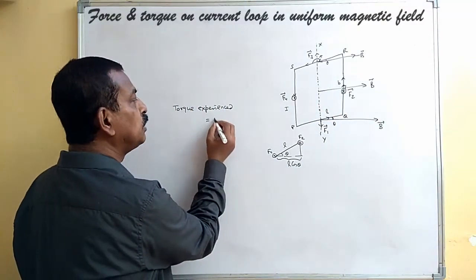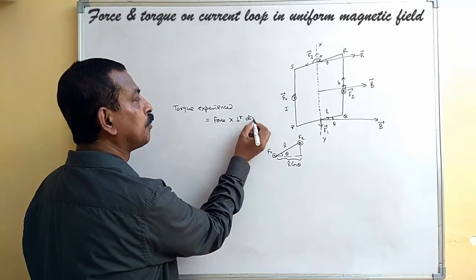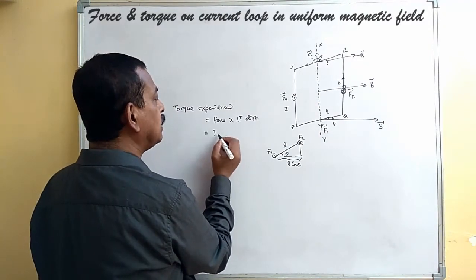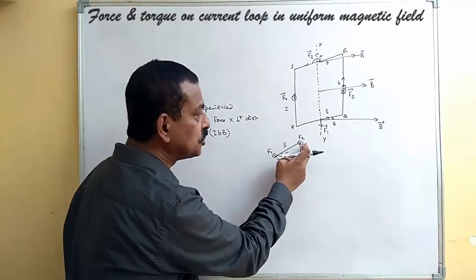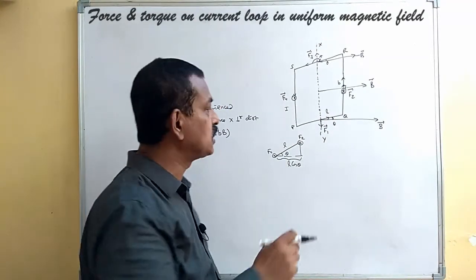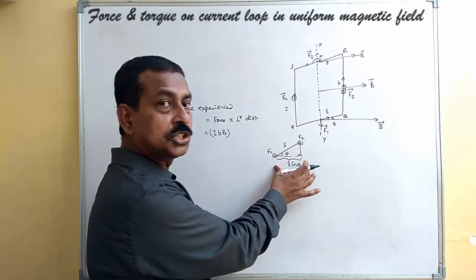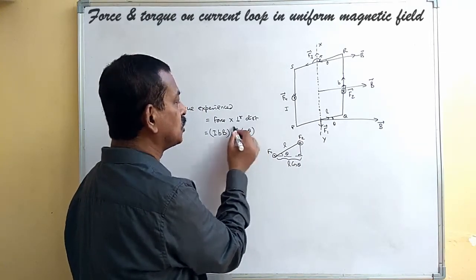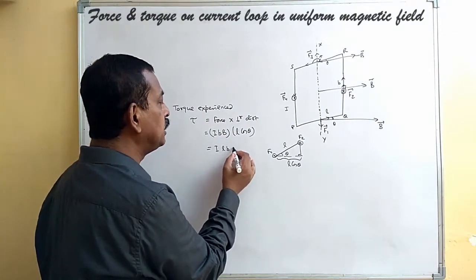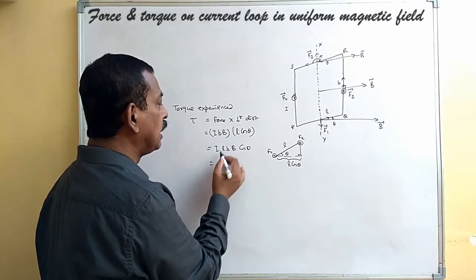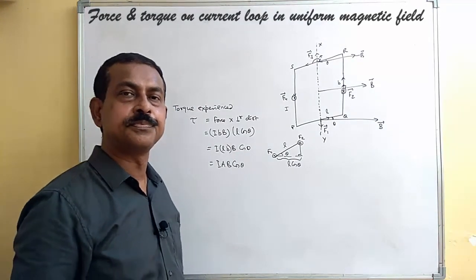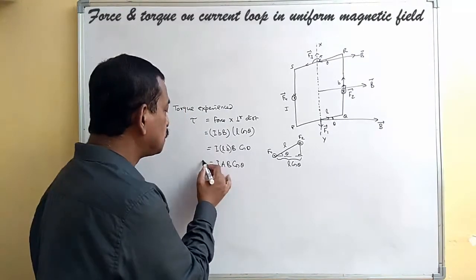So torque experienced will be force into perpendicular distance. What is this force? Force, that is F2 and F4. So this will be your IBB. Now F2 is here, F4 is this. Distance between the two is L. The perpendicular distance between them will be given by this one, L cos theta. So if you put it here, it is L cos theta. That way, the torque value, what you will get? ILB B cos theta. L into B, I can write it as the area. Now, this is the expression for the torque.